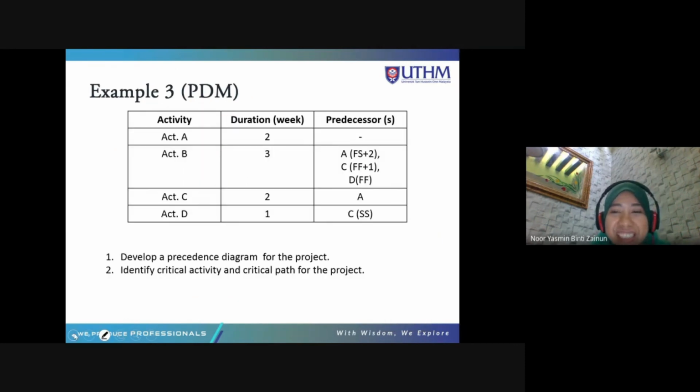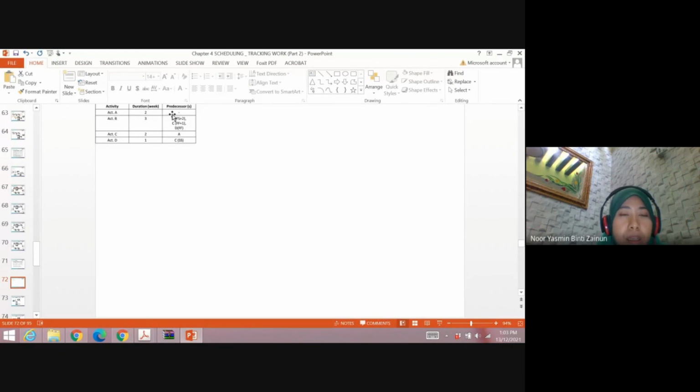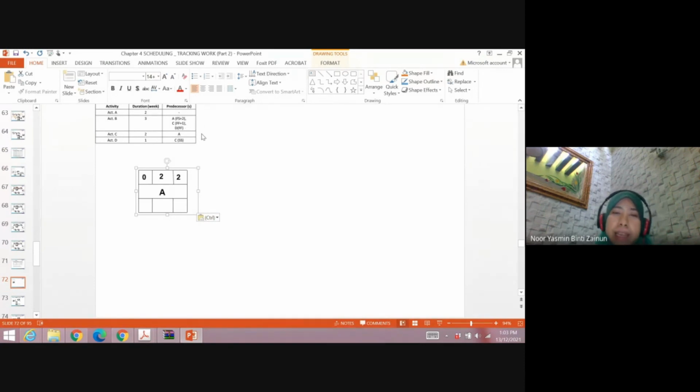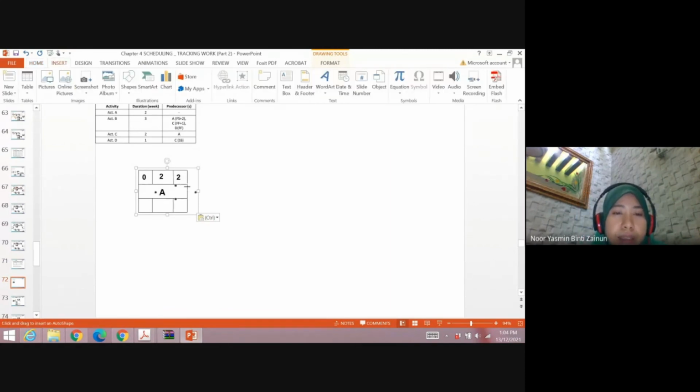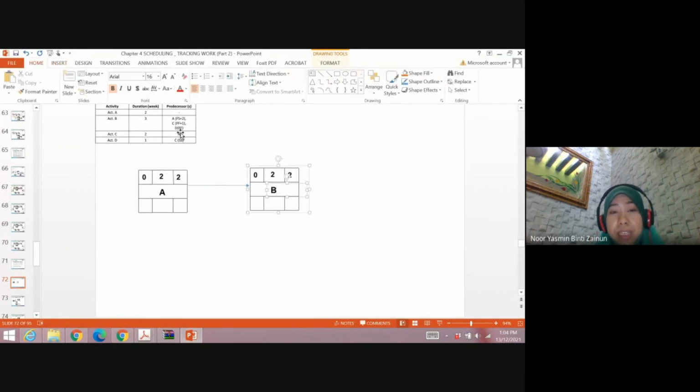Next example. Activity A, no predecessor. So we start with activity A. Alright. And then activity B, we have three predecessors, which are A, C, and D. Okay, so we do it step by step. So we have node A already. So activity B can start after activity A finishes, finish to start with 2 days lag. Okay, plus 2 means lag. If minus 2 means lead, the one that overlaps. Finish to start from left to right. Finish to start. Because we do not have activity C and D yet.